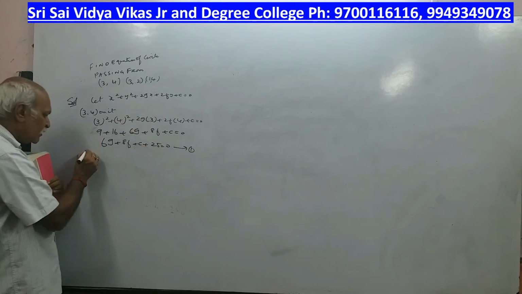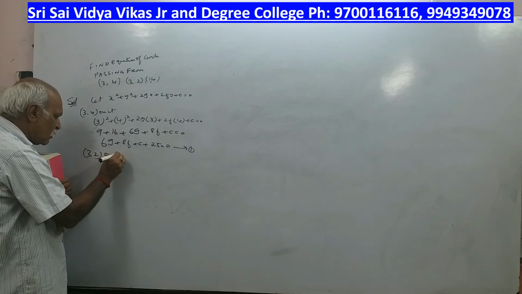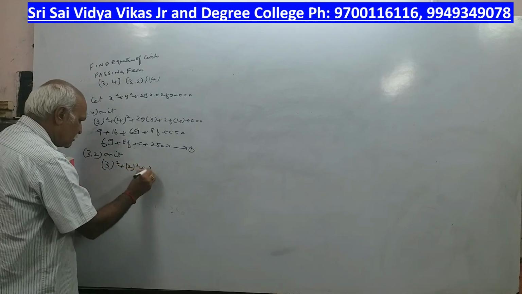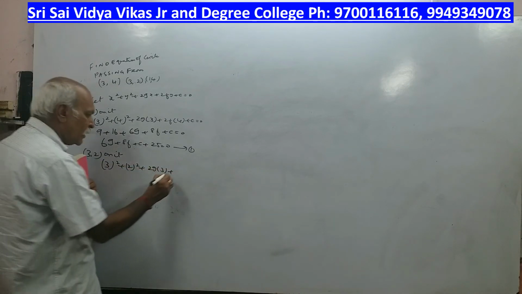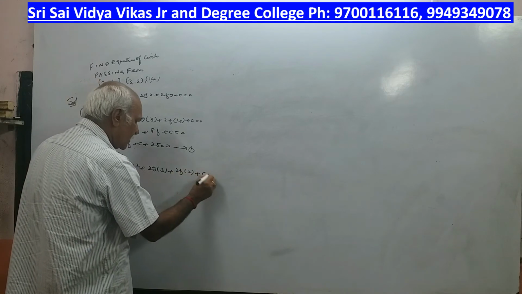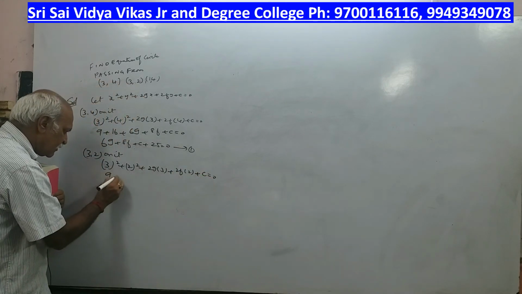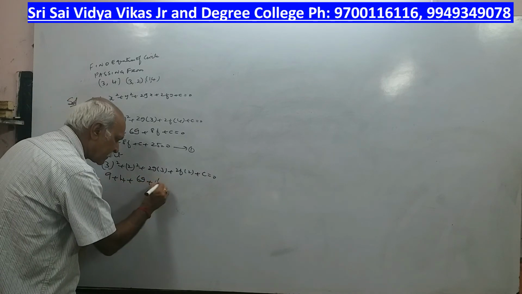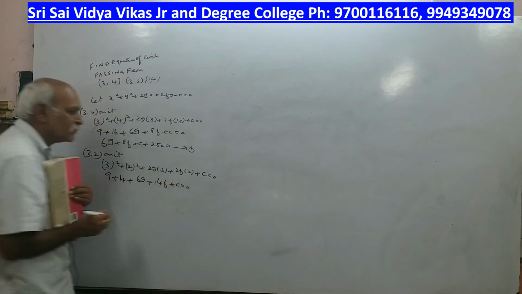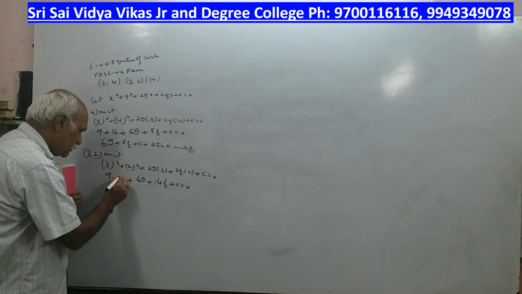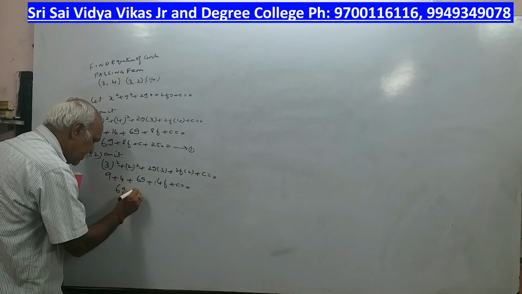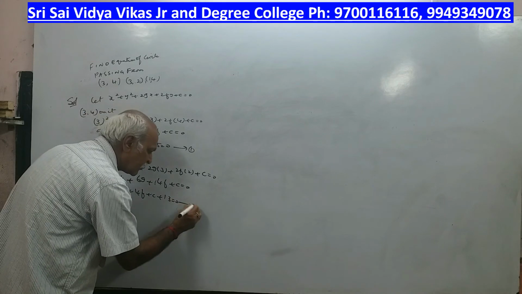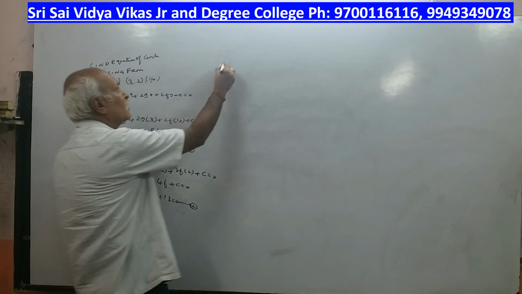Okay. What is the second point? (3, 2). Again, 3 square plus 2 square plus 2g into 3 plus 2f into 2 plus c is equal to 0. Again, 9 plus 4 plus 6g plus 4f plus c is equal to 0. So 6g plus 4f plus c plus 13 is equal to 0. Second equation. Right? What is the third point?